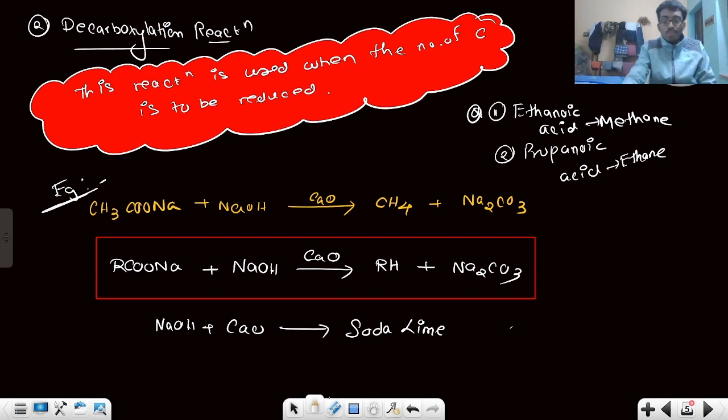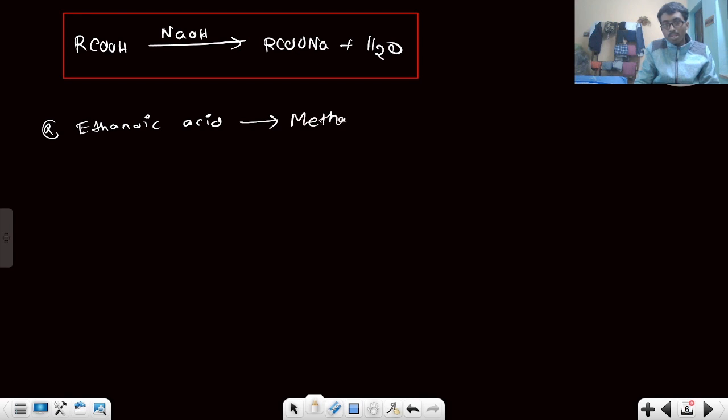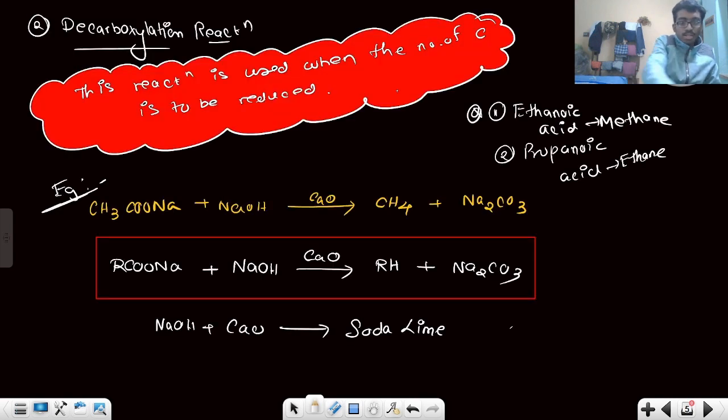Clear or not clear? So first you have to do this step, then you have to show that step, right? Suppose the question, let me do one question. In the exam it will come as: convert ethanoic acid to methane. Then what will you do? You will directly write this reaction? No. If you directly write this reaction, it's wrong. You have to show the step.